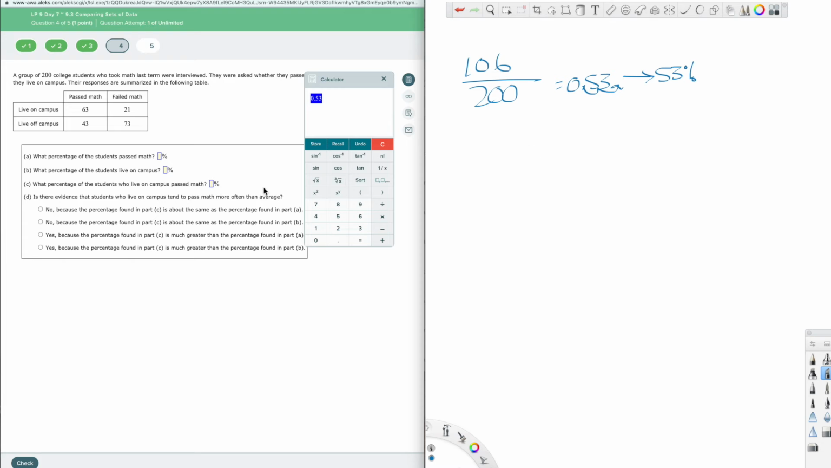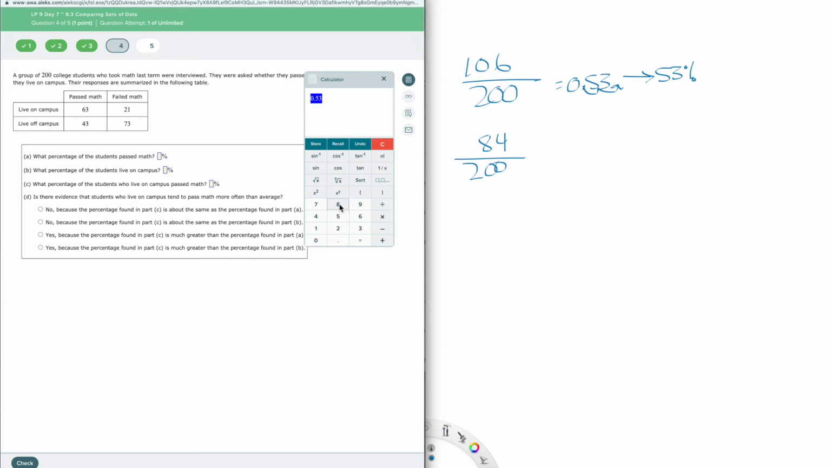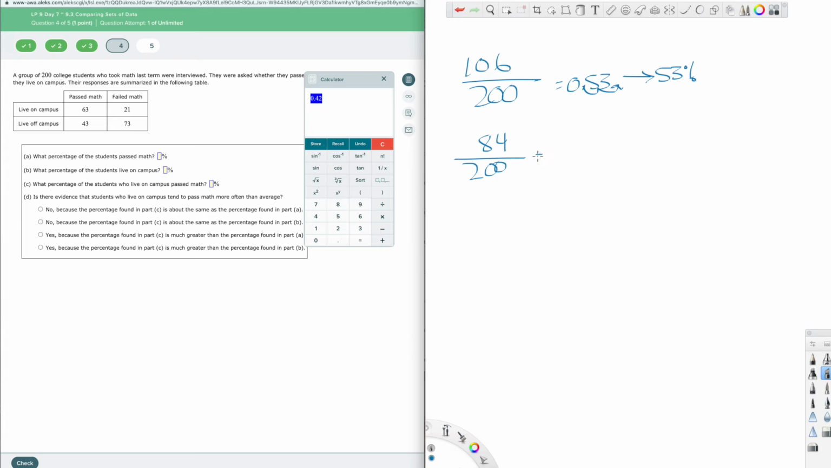All right, so now let's go to part B, and I'll type these all in just a minute. So what percentage of students live on campus? So all students who live on campus, so we're going 63 plus 21. So that's 3 plus 1 is 4. 6 plus 2 is 8. So we're going to go 84 divided by 200. And that gives us 0.42. So we get 42%.